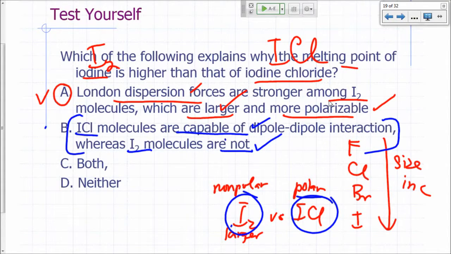Although this statement is true, it's not consistent with the experimental observation that the melting point of I2 is higher than that of iodine chloride. So this is true, but does not explain the fact. Okay?